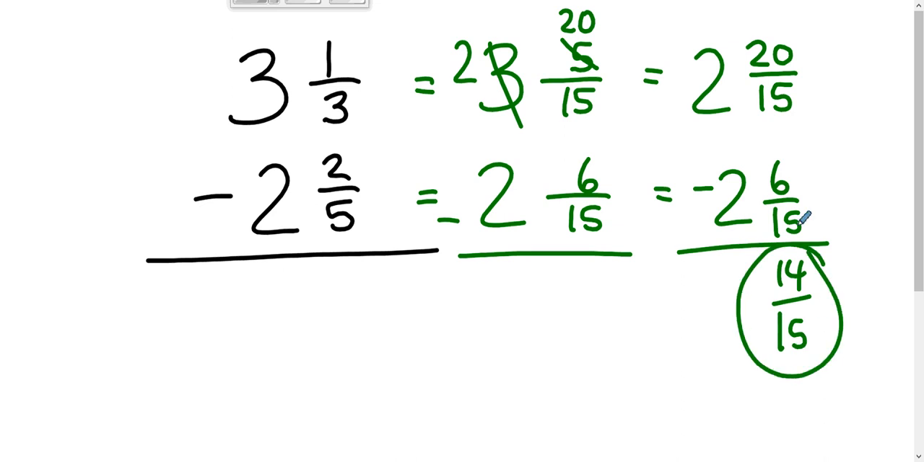So the borrowing idea remains with us. We remove something from here and bring it over there in an equivalent way, in the same way that we took away a 10 and wrote 10 in the ones place. We take away a 1 and we bring the 1 to the over 15's place. But to do that, we do it as 15 over 15.